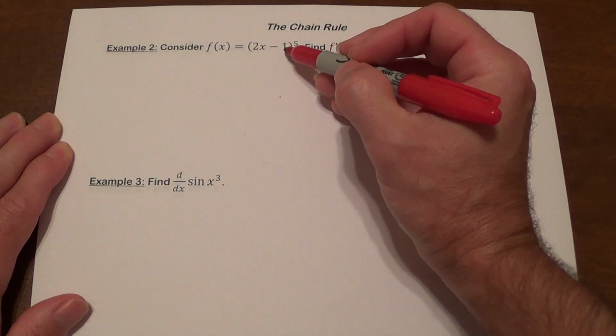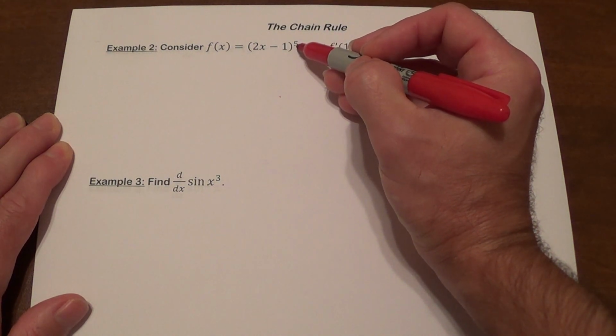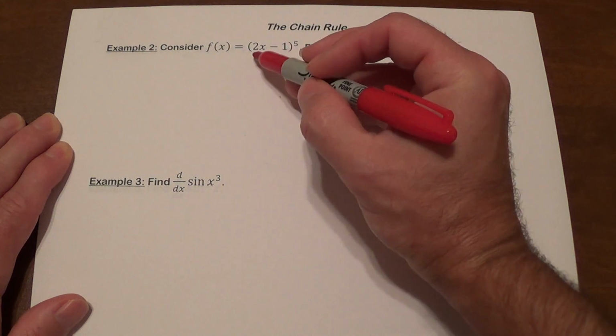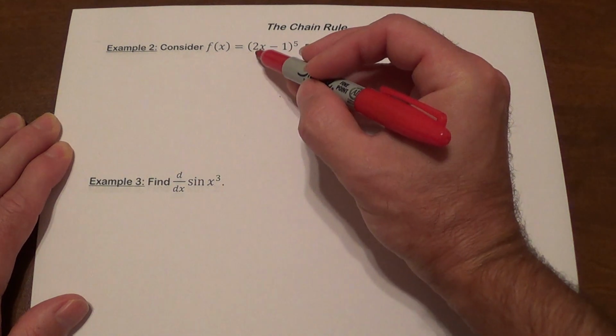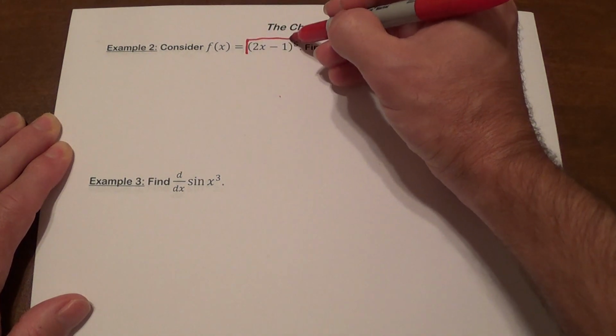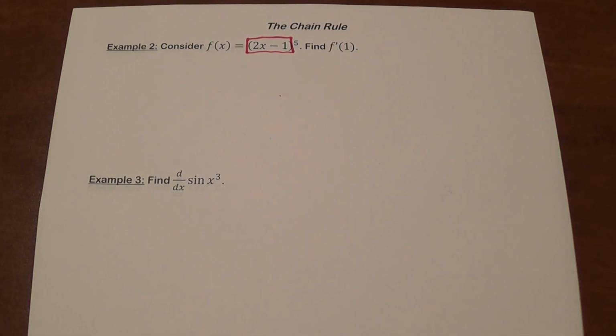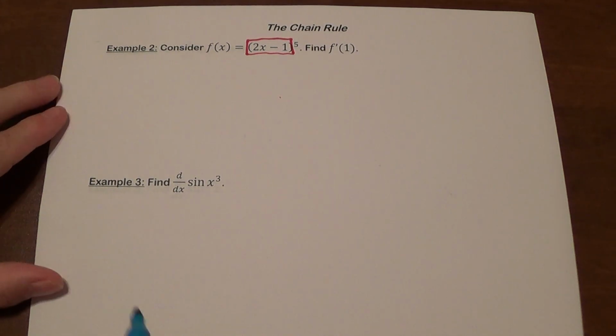We have 2x minus 1 first, and then that is raised to the 5th power. So the 5th power is our outside function. We have a power function. Inside of the power function we have another function, which is 2x minus 1. So this is our inside function, and the power function, something to the 5th power, is our outside function. So how do we take the derivative?